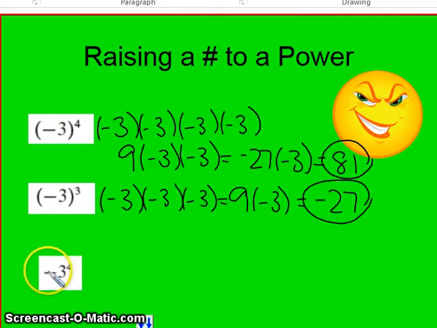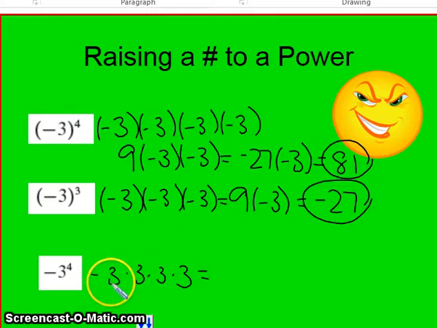Now down here we have negative 3 to the fourth power, and notice the difference here is we don't have parentheses around that negative 3. That means that the negative is not included in what's being taken to the fourth power, because it's not in symbols of inclusion. So what we're really taking to the fourth power is 3. We're taking 3 to the fourth power, so 3 four times, and we're also making it negative.